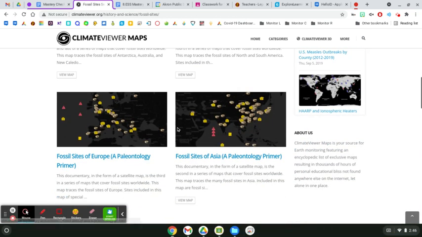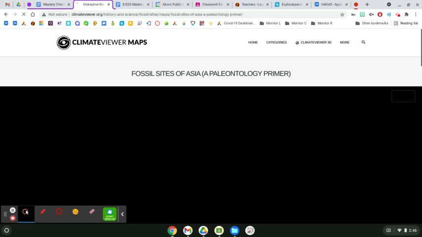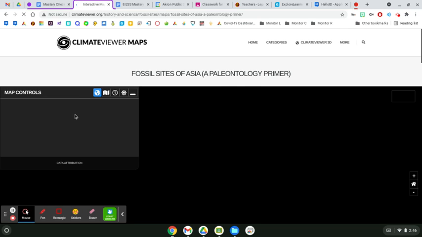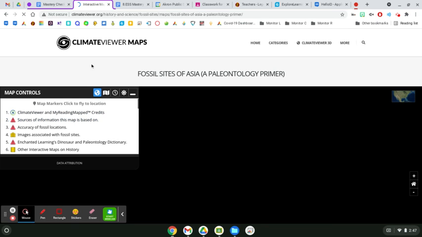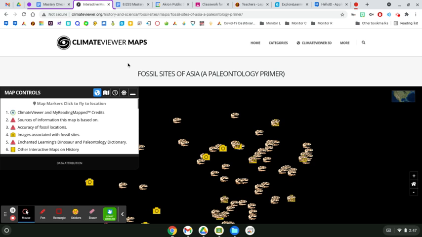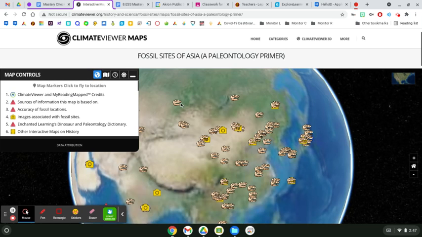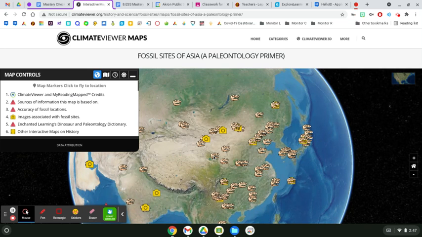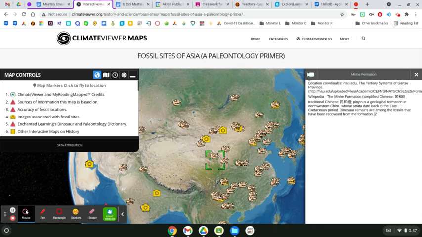Let's pick a continent. Let's go Asia. And it's going to show you a bunch of little icons on this map, and you can click on it and pick any one of them. You could go with the first one you find. You could read a bunch of them and find something very interesting and all that. So if I click on any one of these fossils, it'll give me some information over here.